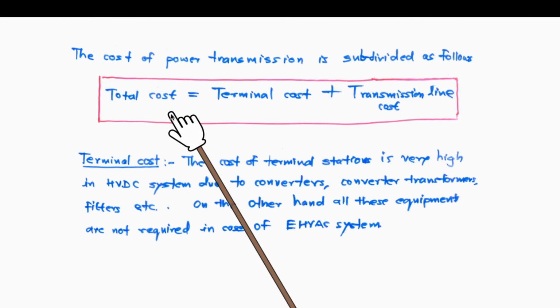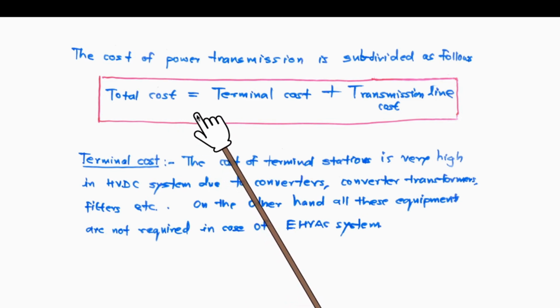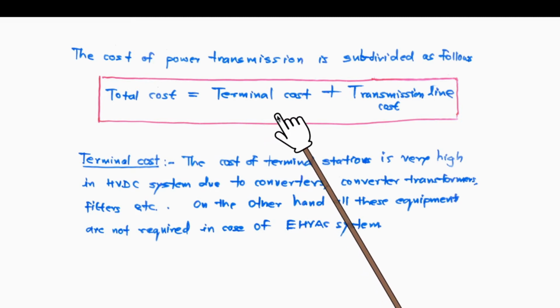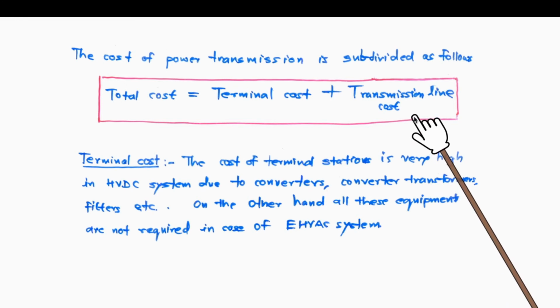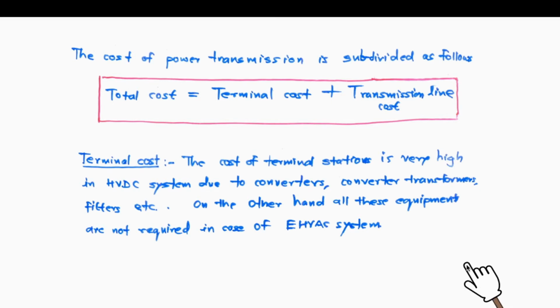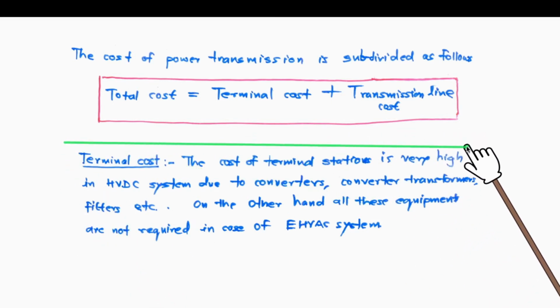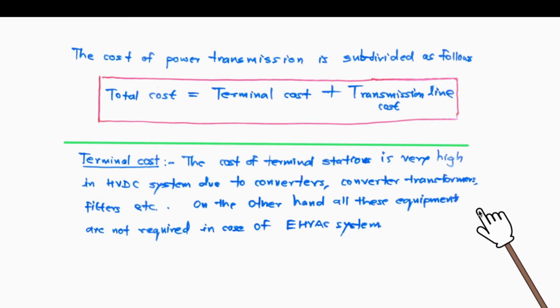The total cost of transmission can be divided into two parts, mainly the terminal cost, as indicated on the characteristics earlier, and the transmission line cost, or you may consider it the transmission cost. Now, what is the terminal cost?